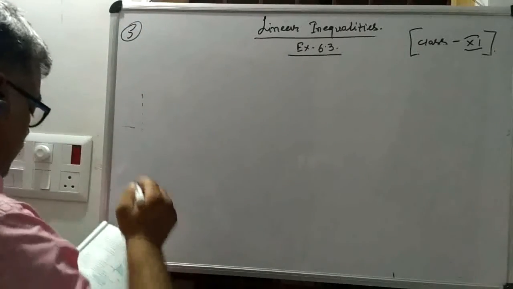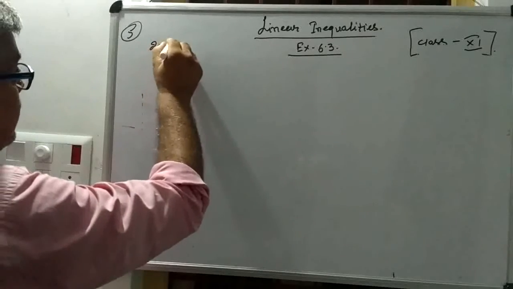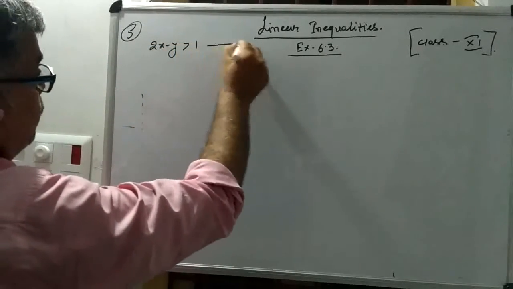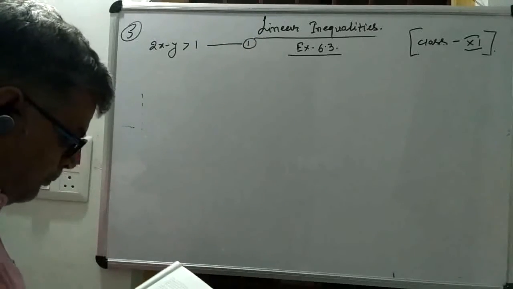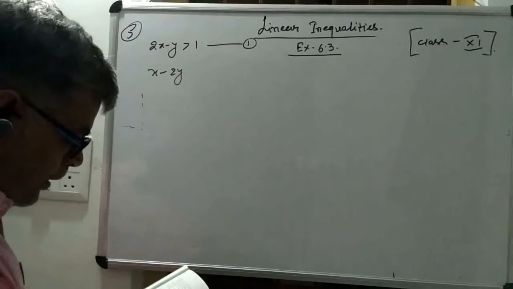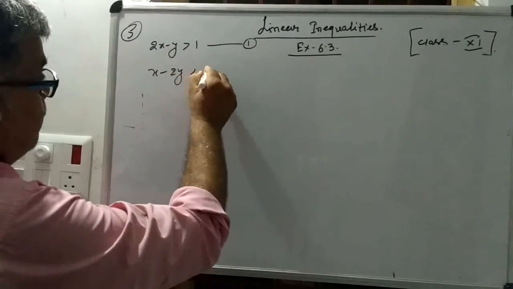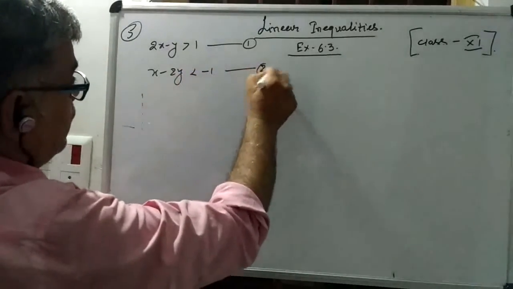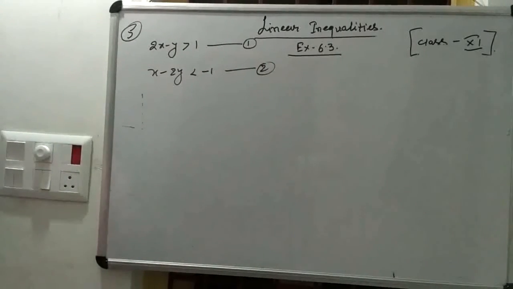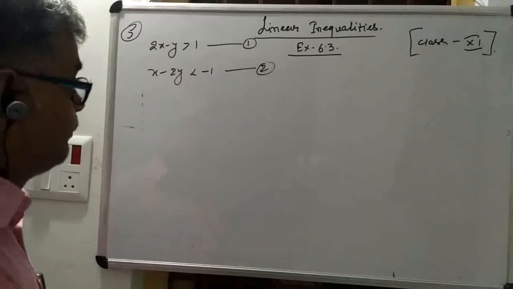Question 5: suppose 2x minus y is greater than 1 is your inequality 1, and x minus 2y is smaller than minus 1 is your inequality number 2. Now you have to solve these inequalities graphically.